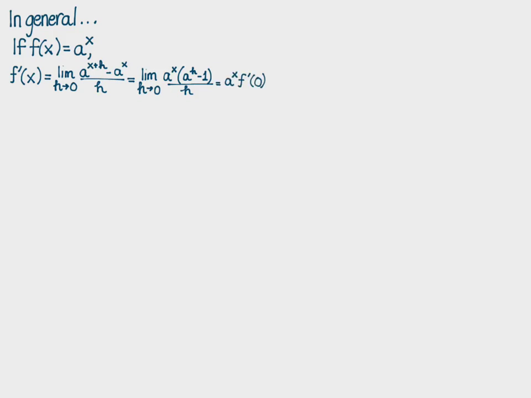In general, this also works. If f of x is given to us as a to the x, then f prime of x is going to be the limit as h goes to 0 of a to the x plus h minus a to the x over h, which is the limit as h goes to 0 of a to the x times a to the h minus 1 over h, which is a to the x times f prime of 0. But in general, we don't know how to find f prime of 0.